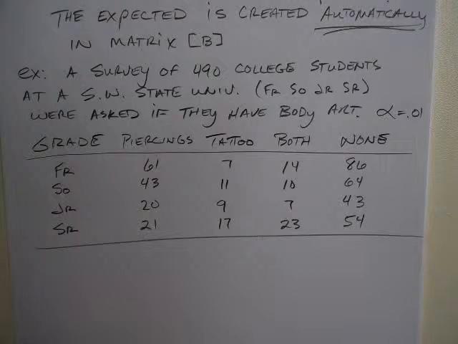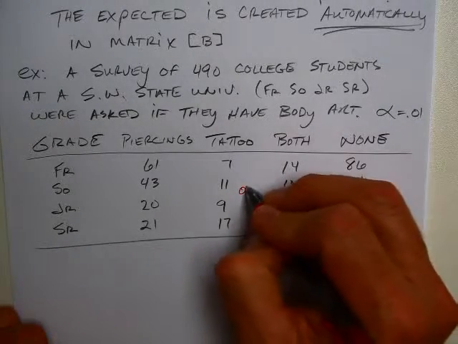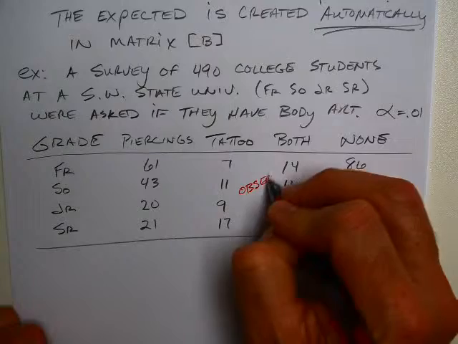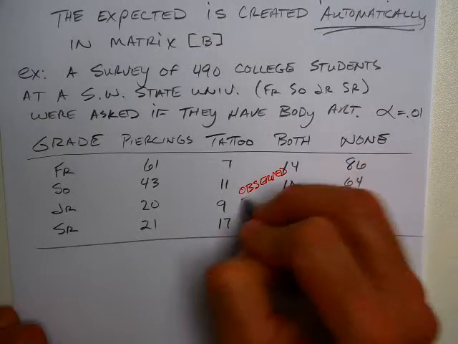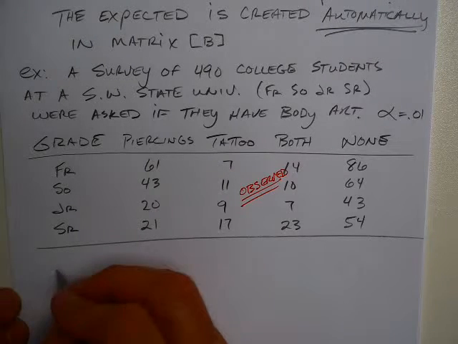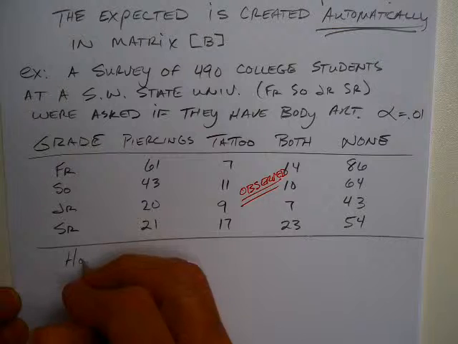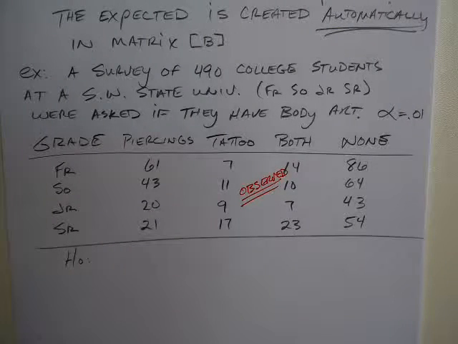Okay, so these are your observed values. These are your observed. The null hypothesis here. Anybody want to take a crack at it? That's essentially it. They're all the same.